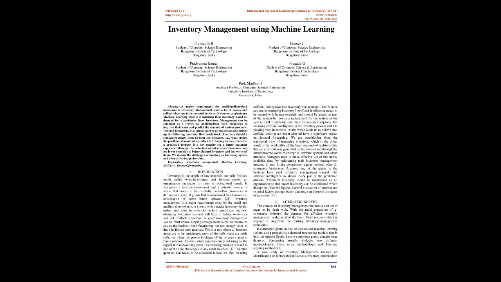Managers need to make effective use of this newly available data, by redesigning their inventory management process, to stay in the competition against several other e-commerce businesses. Amazon, one of the giants in the business, has used inventory management teamed with artificial intelligence in almost every part of the prediction process. Optimum inventory should be maintained by all organizations so that under-inventory, which disrupts the financial figures, can be eliminated. Careful evaluation of internal and external factors through better planning can improve the status of inventory.